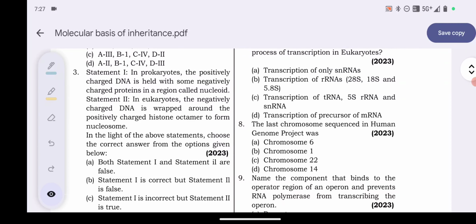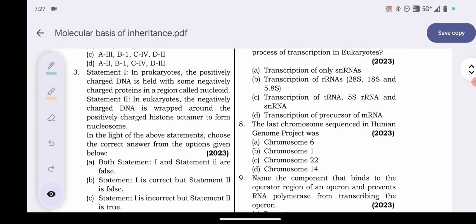Next question, question number 3. Statements are given. Statement 1: in prokaryotes, the positively charged DNA is held with some negatively charged proteins in a region called nucleoid. This statement will be incorrect. Statement 2: in eukaryotes, the negatively charged DNA is wrapped around the positively charged histone octamer to form nucleosome. Correct. So statement 1 is incorrect, but statement 2 is true. Option C is your answer. Explanation: statement 1 is incorrect because in prokaryotes the negatively charged DNA is held with some positively charged proteins in a region termed as nucleoid. That's why statement 1 is incorrect, and the second statement is correct.